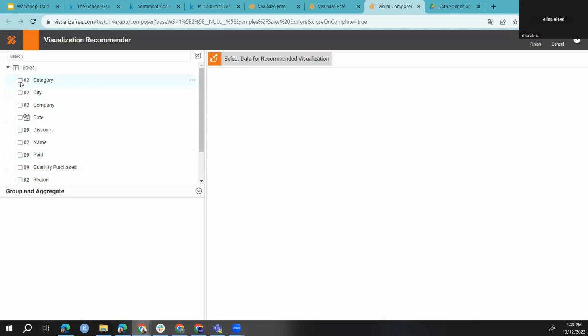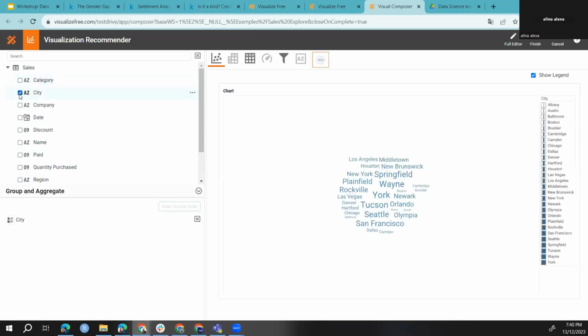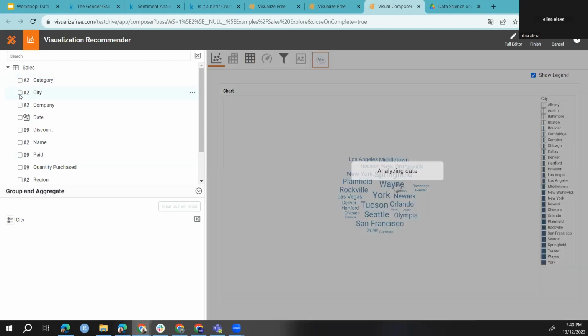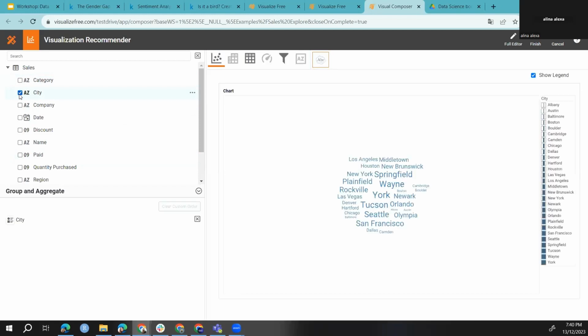What about, so I remove category. Let me see city. What is city? Oh, these are the cities where these things are sold. I'm assuming, I'm not entirely sure. Okay, obviously, if I only choose one thing, in here it shows you what you can see. This is all you can see because you only have one variable, cities, and the amount of maybe sales you have in the city.